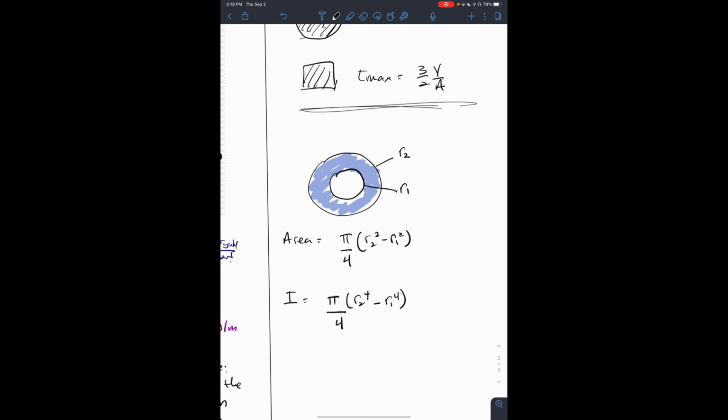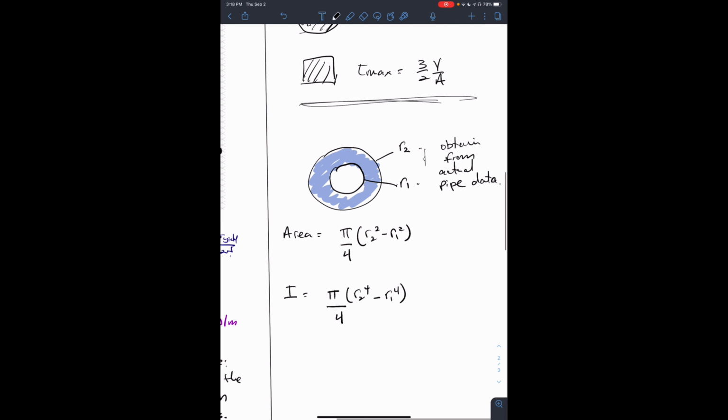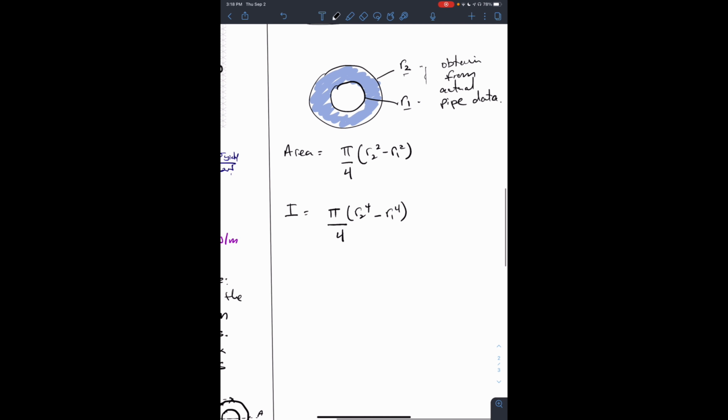These values of R2 and R1, we would obtain from actual pipe data. So we go online and get a data sheet or something as to what these R2, R1 are based on the pipe diameter. The thinking now is that we keep everything parametrically and we're using something like Excel, and as we go along we keep changing the radius. We change R2, we change R1 until we get the stress to be where we want it to be.